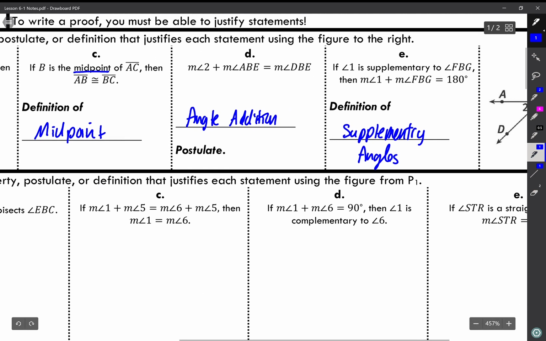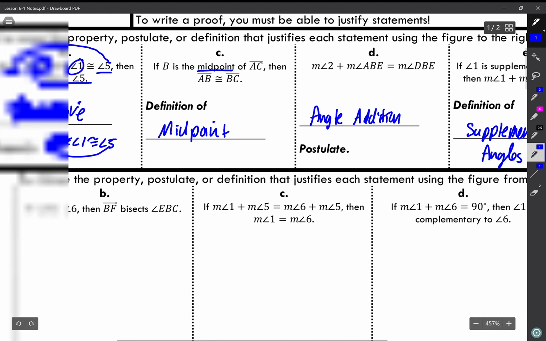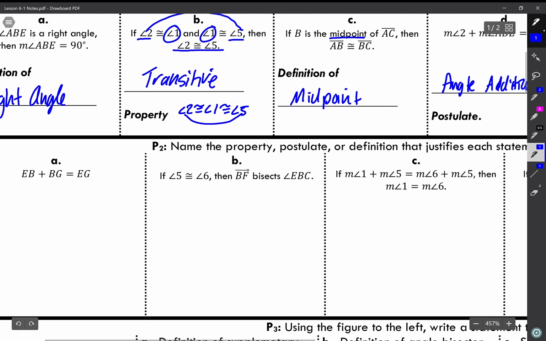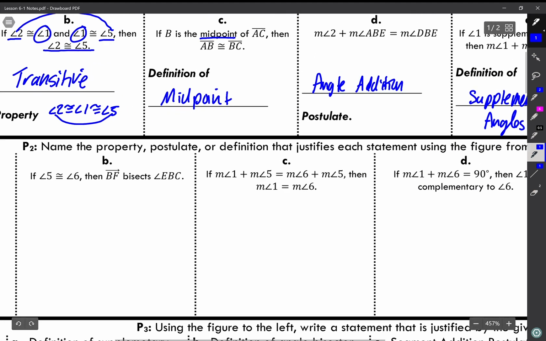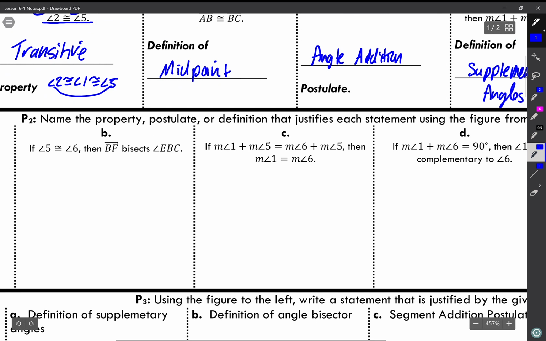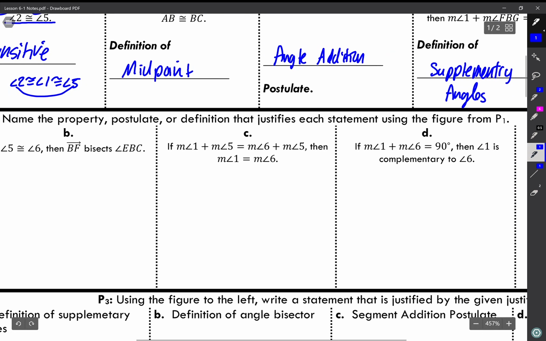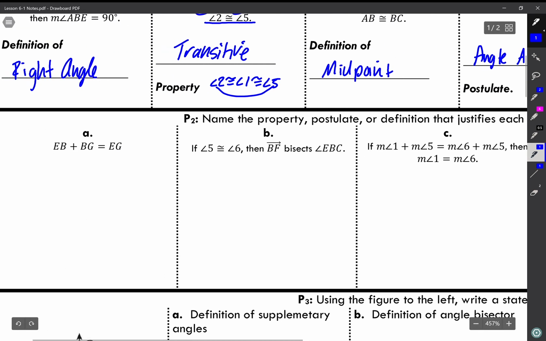Okay, so we're going to use the same drawing for our P2, but in this case we're going to be naming the property, postulate, or definition that justifies each statement. We're not going to be filling in the blank this time. We're going to have to figure it out on our own.